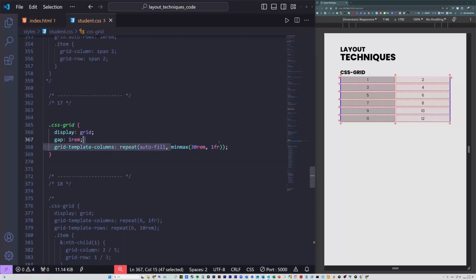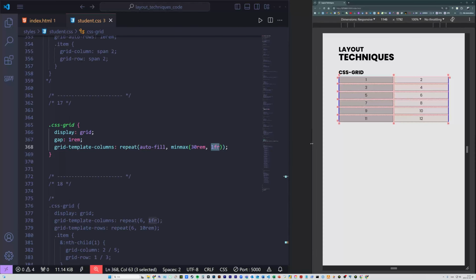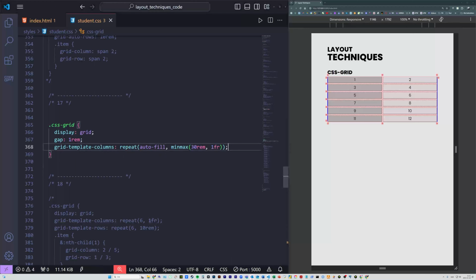So we write that here. And this says it should at minimum be 30 rems in width. And 1FR states that it can become larger. So what each item in here does, and I know this is going to be confusing, but please repeat this until you understand this because it's important for you. And it's not only important for you here in the lecture, it's really important for you when you get out of the market because this is so very often used.